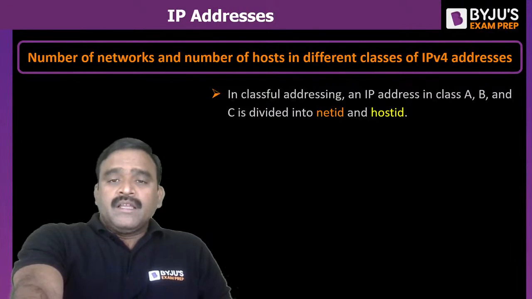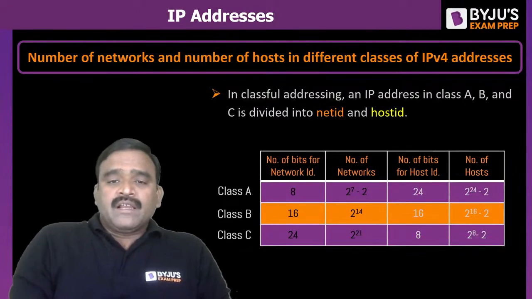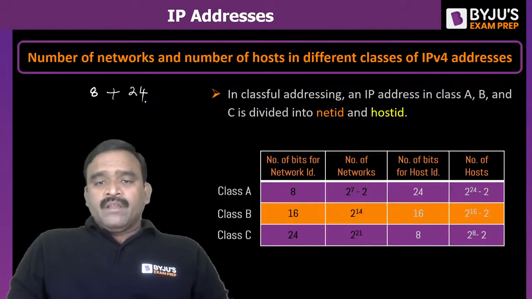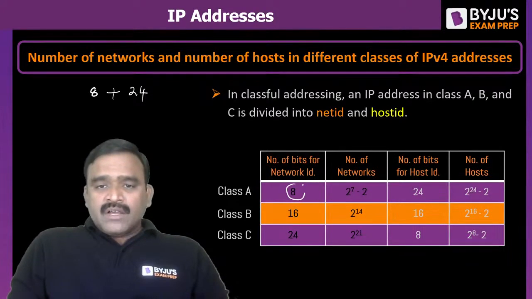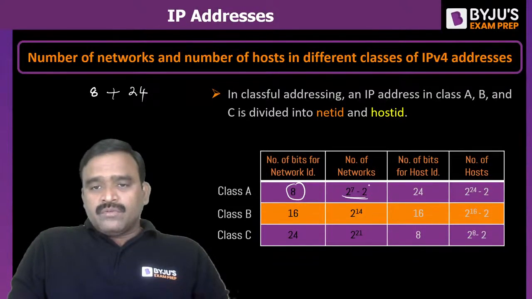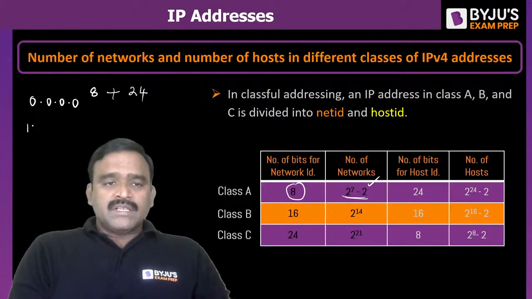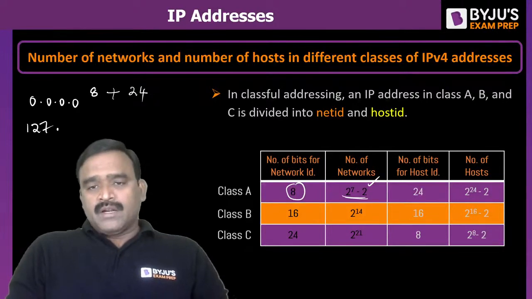Now coming to the number of networks and number of hosts in different classes, in classful addressing it is like this. For class A, the number of bits used for net ID is 8, and 24 bits is for host ID. But the number of networks is only 2 power 7 minus 2. Why minus 2? Because 0.0.0.0 we don't use, and 127 we also use for the directed broadcast.